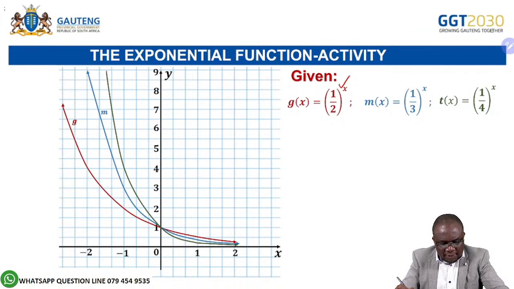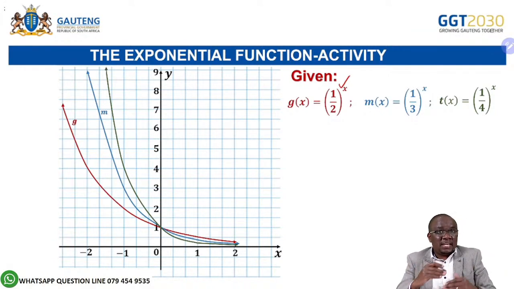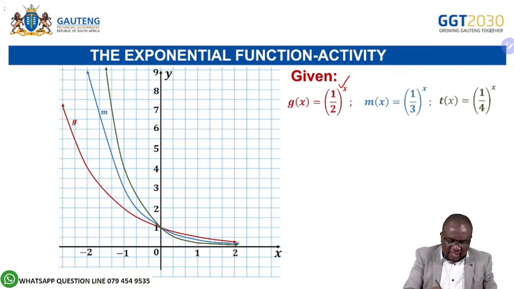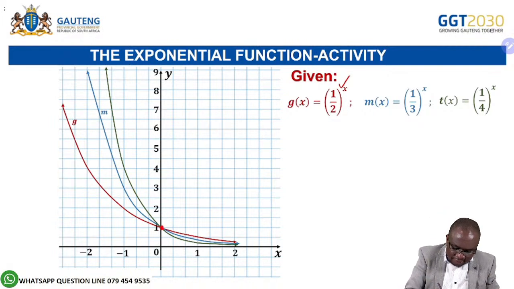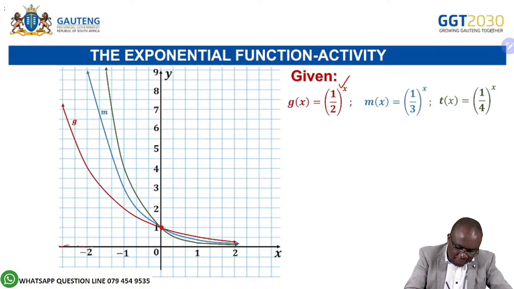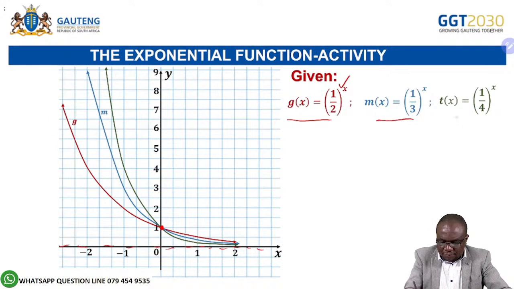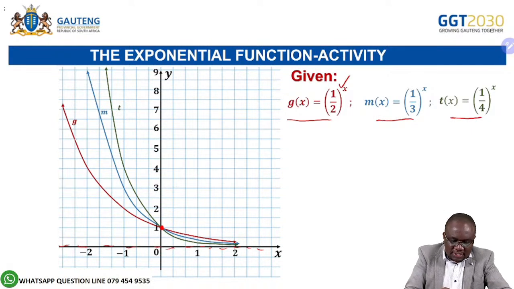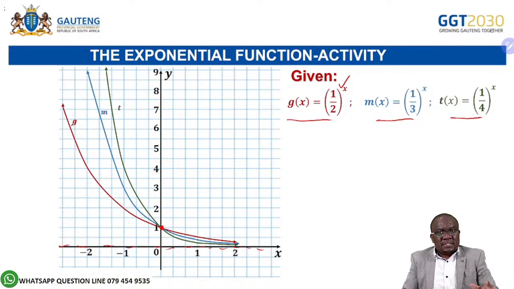I want you to copy these three graphs. Just neat sketches. They are passing through the point (0, 1). Don't forget that. And they are not cutting the asymptote here. Then you write the equations and name your graphs. This is g of x, this is m, this is t. Right, 3 minutes. Let's try to do that, and then after that we discuss.